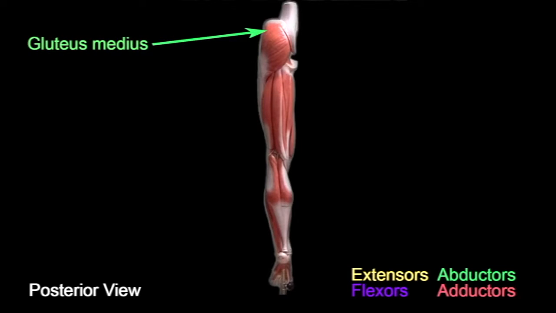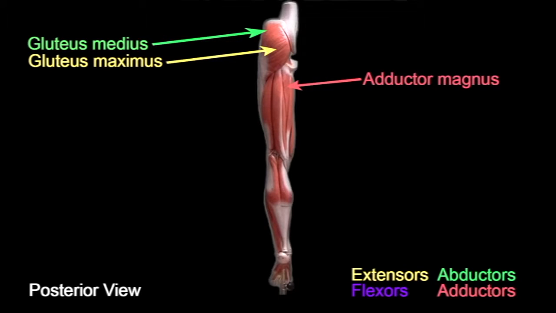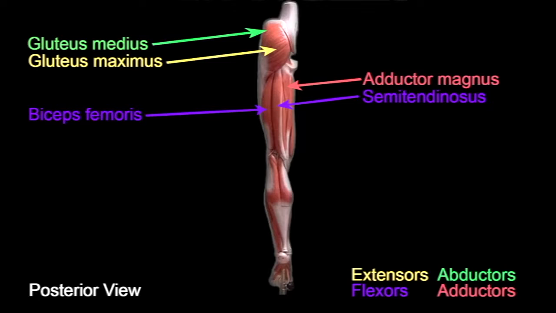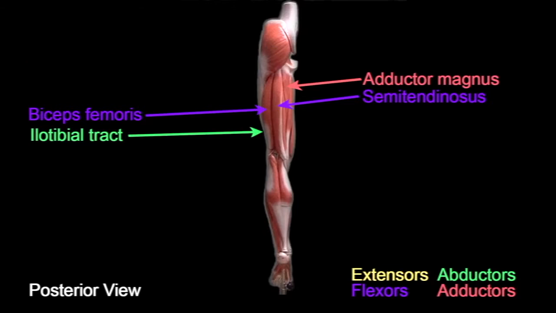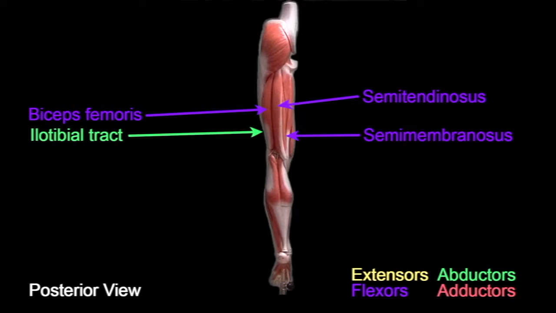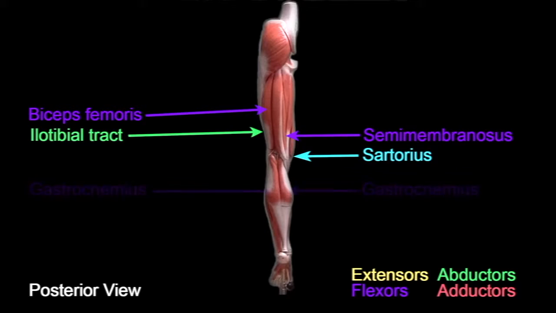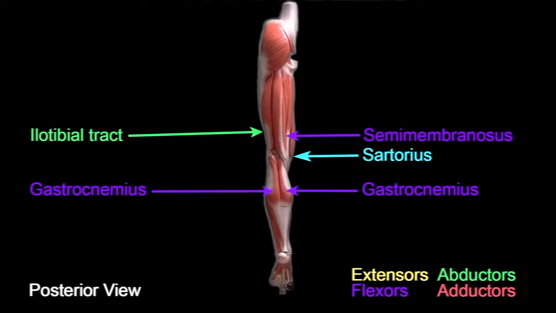Gluteus medius, gluteus maximus, adductor magnus, semitendinosus, biceps femoris, iliotibial tract, semimembranosus, sartorius, gastrocnemius, soleus.